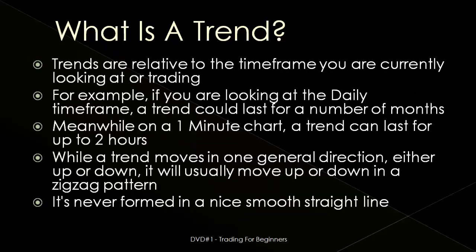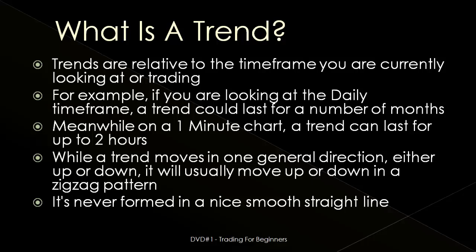Trends are, of course, relative to the time frame you are currently looking at or trading. For example, if you are looking at the daily time frame, a trend could last for a number of months. Meanwhile, on a 1-minute chart, a trend can last for up to 2 hours or more. While a trend moves in one general direction, either up or down, it will usually move up or down in a zigzag pattern, like we've seen in our examples. It is never formed in a nice, smooth, straight line. That's just not the way the Forex market works. Every time you see a trend on your chart, it's going to be moving in a zigzag fashion.